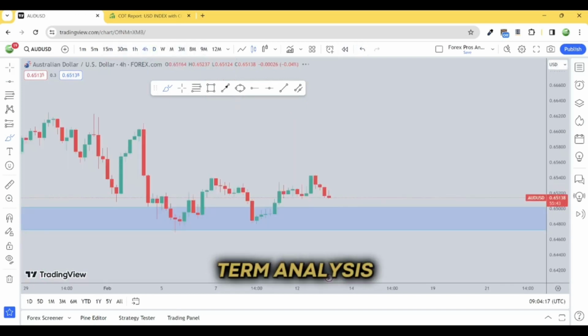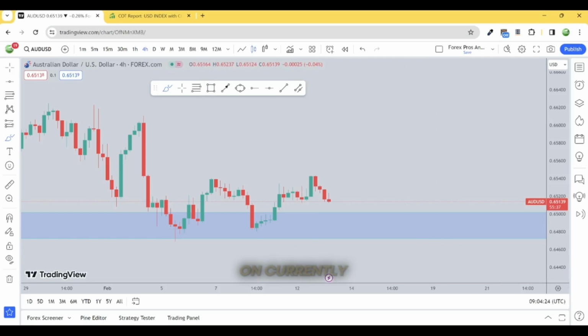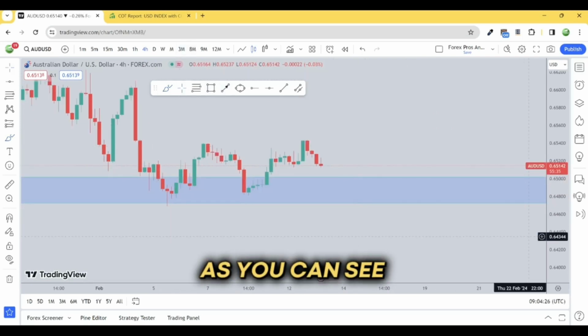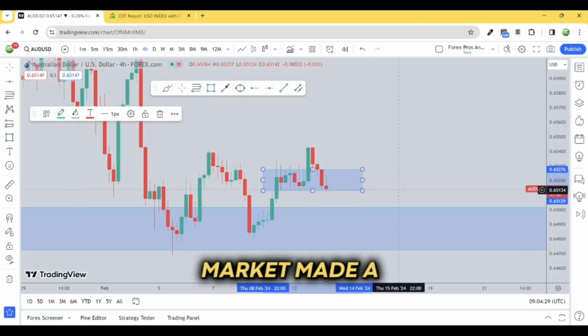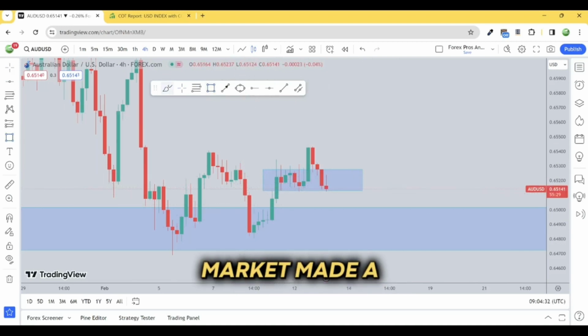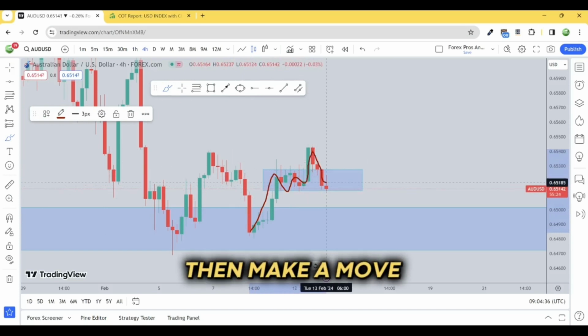This was a long-term analysis. Now coming down to the shorter time frame, let's see what we should do. Currently on the Australian dollar, as you can see on the 4-hour time frame, the market made a move, was range bound, then made a move down again.